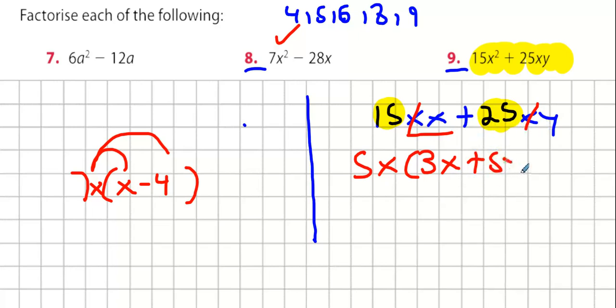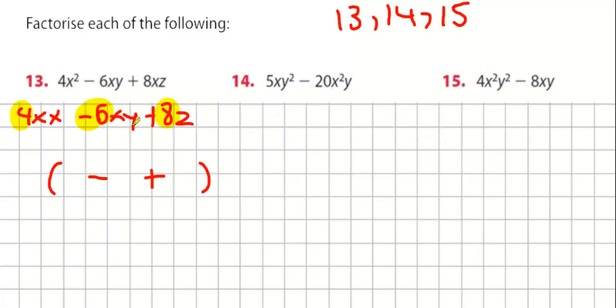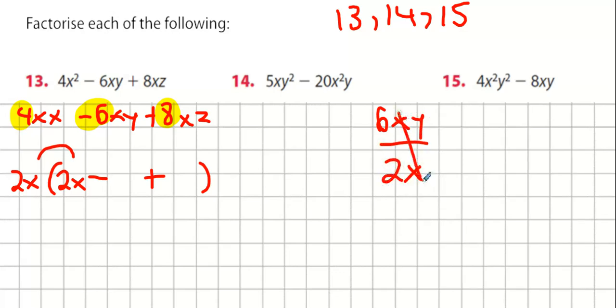5 and y. So the 3 numbers in question are 4, 6, and 8. What's the largest number I can divide into all 3 of them? 2. Do they all have a letter in common? What is that letter? So I'm going to take out 2x. 2x multiplied by what gives you 4x squared? Another 2x, because 2 times 2 is 4, x times x is x squared. Grand. What happens when you divide 6xy by 2x? The x's cancel. And what's 6 divided by 2? Would everybody be happy with 3y?